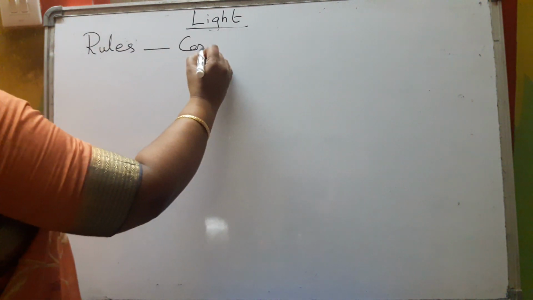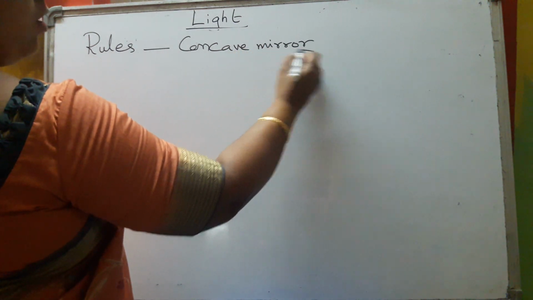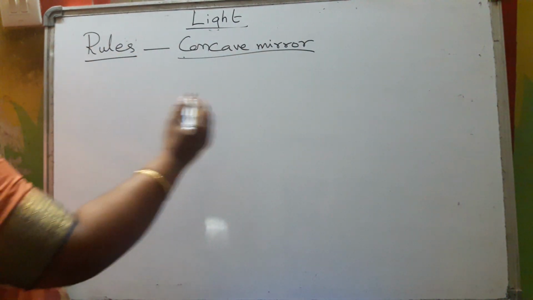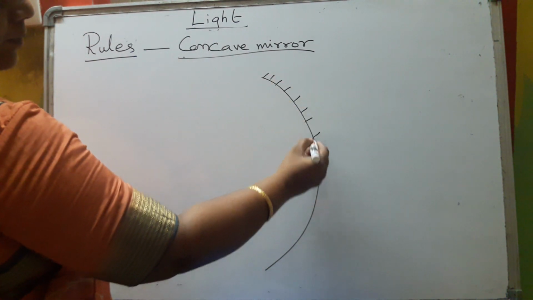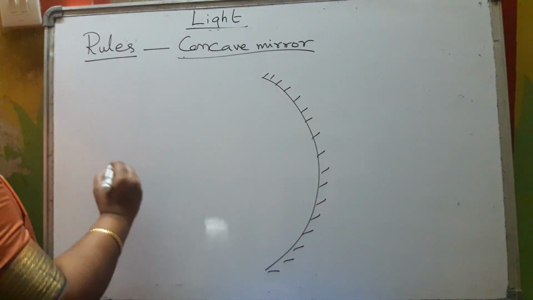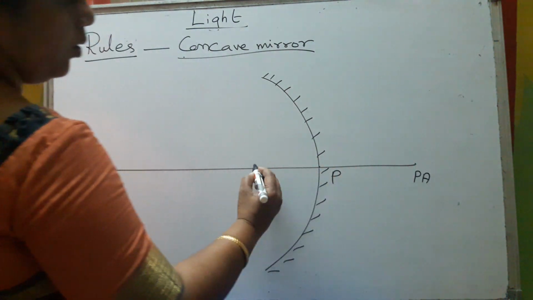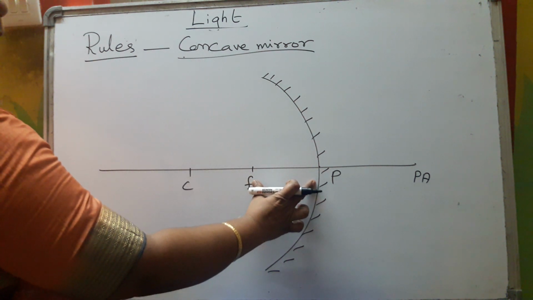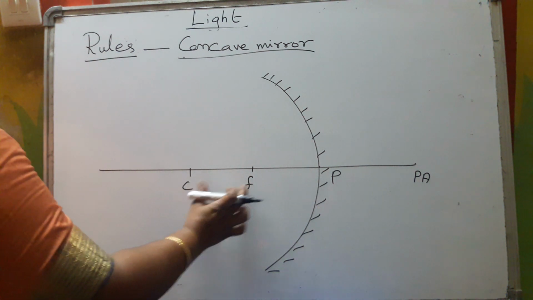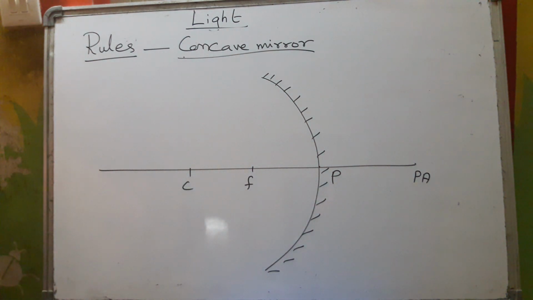Rules to be followed to draw a ray diagram for a concave mirror. First rule, this is going to be our principal axis. This is our pole, focus, center of curvature. When you draw the ray diagram, make sure you take 2 cm in between. P and F will be 2 cm, F and C will be 2 cm.